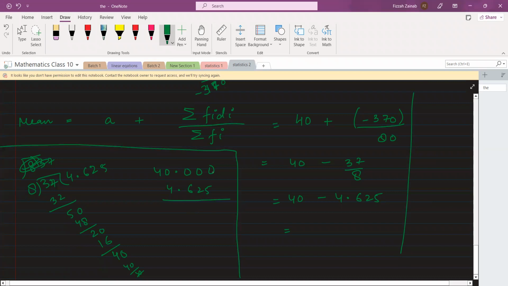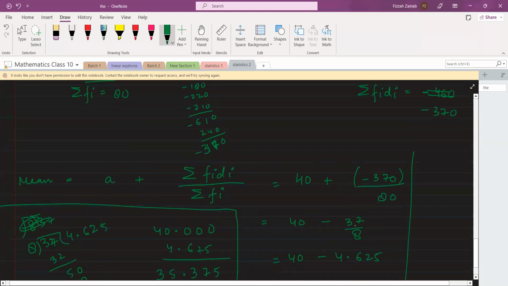10 minus 5, 5. 9 minus 2, 7. Then you have 9 minus 6, 3. Now you have 9 minus 4, 5, and then you have 3. So I'm getting 35.375 as my mean of this data. Right?